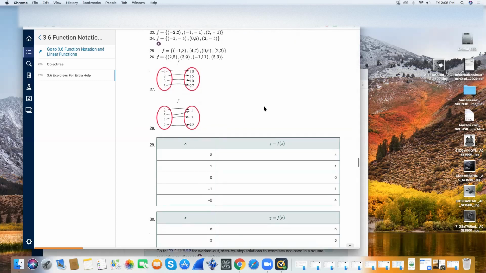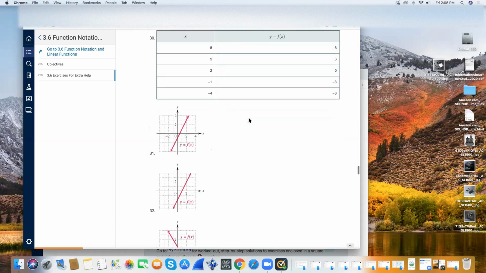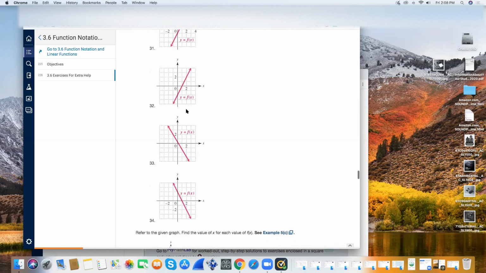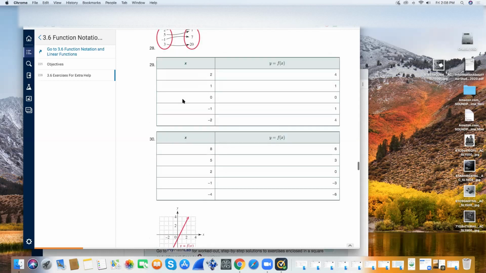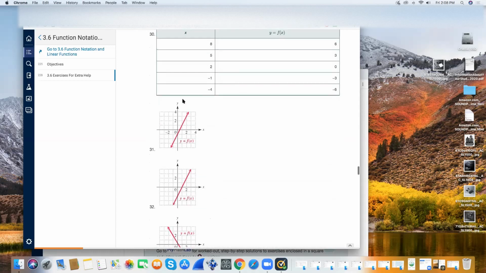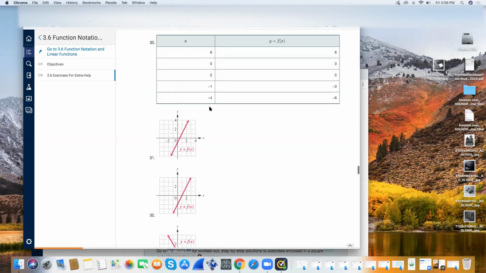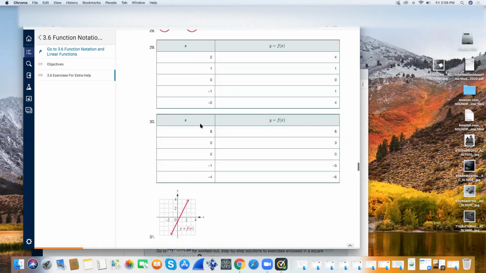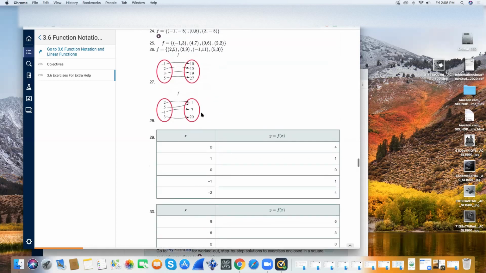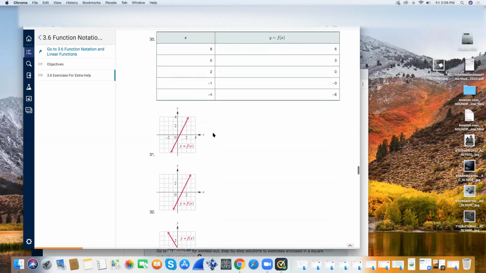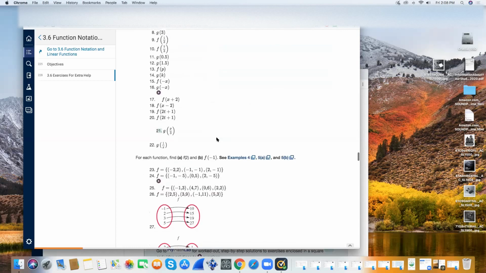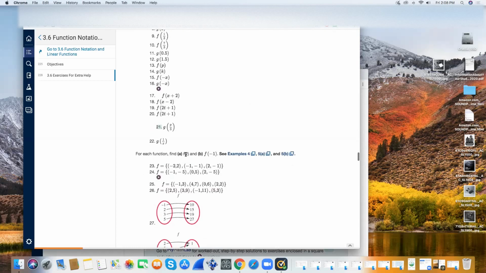Now, how about the graph for 32? How would I find it? Let's see what the question is first. It's the same question. So the first number, like I said, is the X, and the second number is the Y. So first you want to find X. So F of 2, right? So 2 is the X.